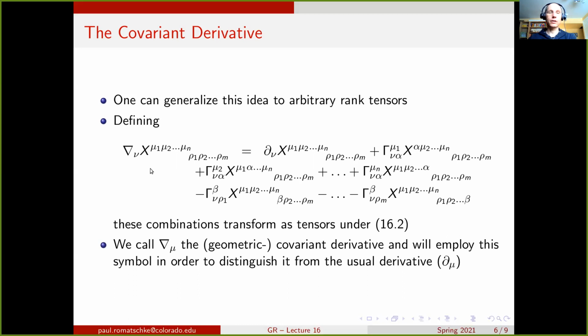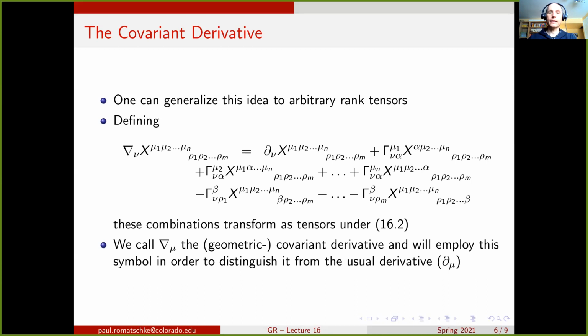As I said before, we will call this symbol nabla with an index the geometric covariant derivative, and we will employ this symbol in order to distinguish it from the usual derivative, the usual 4-gradient that I'll write as partial mu. Why did I call this the geometric covariant derivative? Well, it turns out that there is a notion of a covariant derivative also in gauge theories, where the appropriate connection is provided by the gauge field.